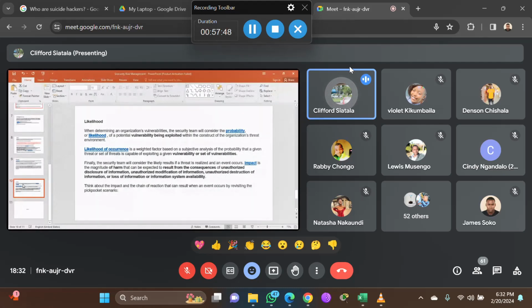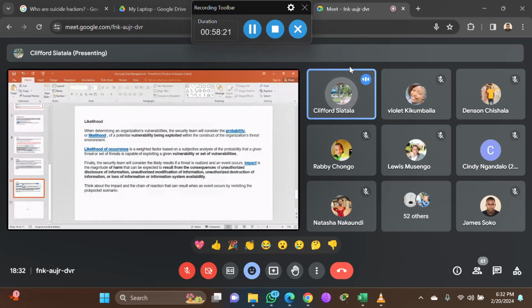So likelihood of occurrence is a weighted factor based on a subjective analysis of the probability that a given threat or set of threats is capable of exploiting a given vulnerability or set of vulnerabilities. Okay? Then finally, of course, you'll be looking at the impacts.